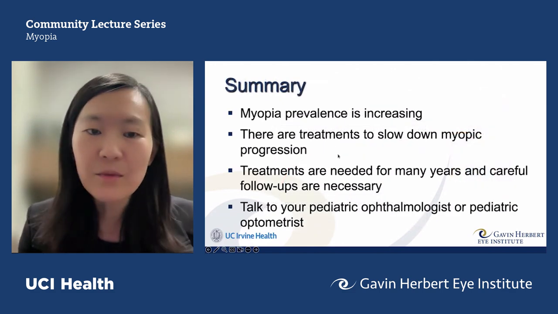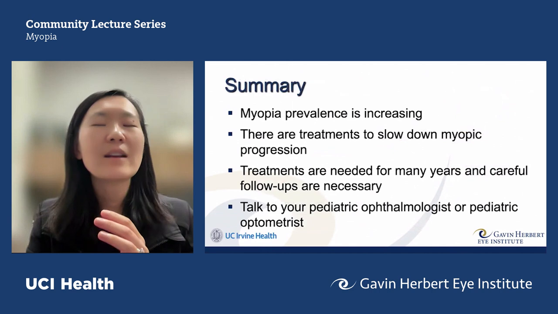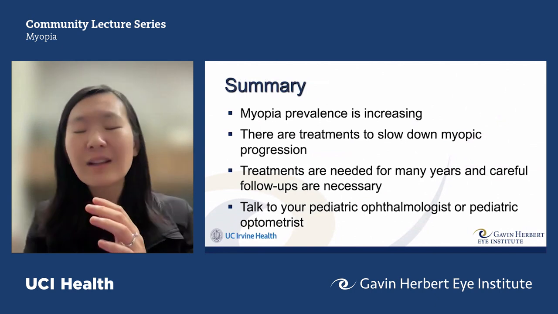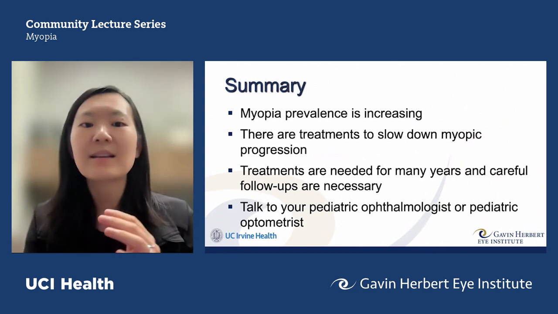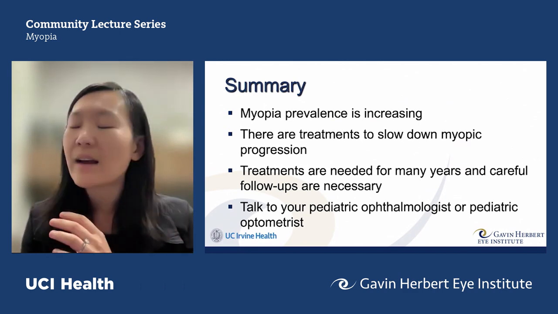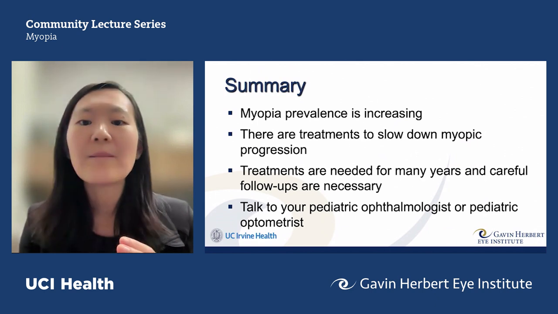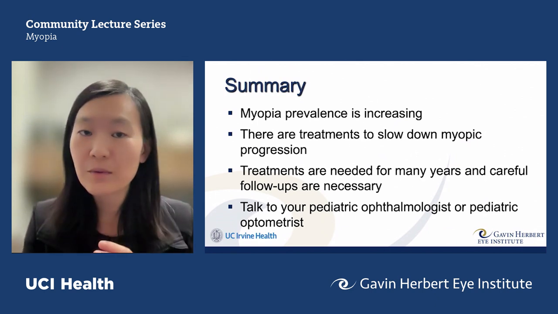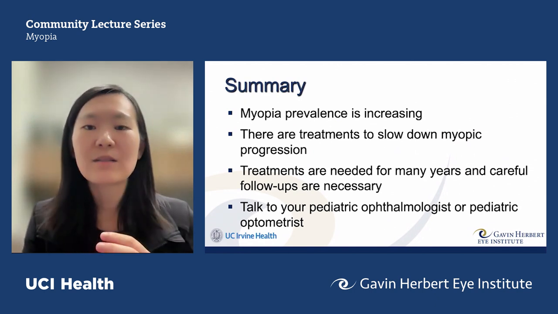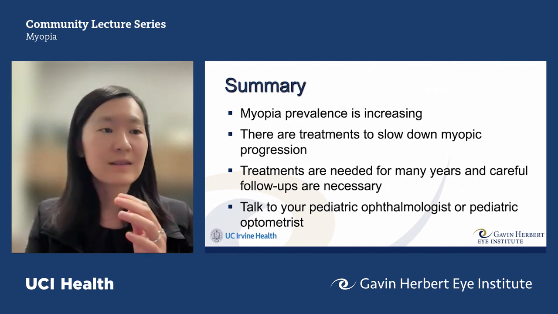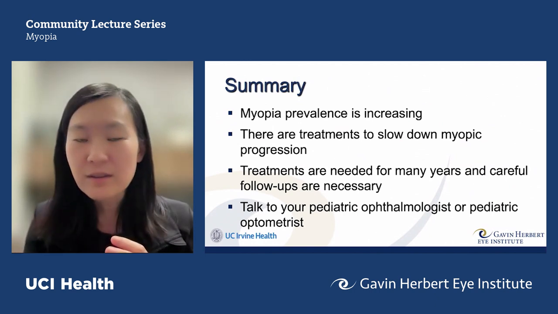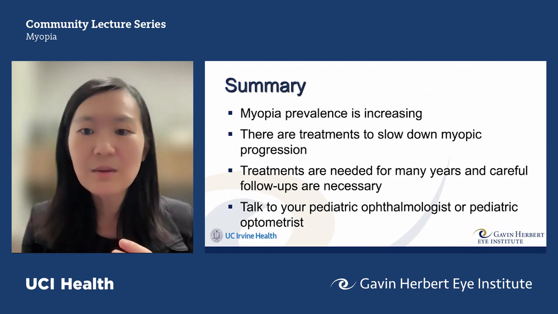Okay. So in summary, I do feel like the COVID-19 pandemic and virtual classrooms and having kids on screens nowadays is increasing the prevalence of myopia in my own population, patients here in Irvine, and definitely nationwide and worldwide. I think there are treatments to slow down myopic progression that are available. However, is the treatment right for everybody? Is this better? Is the eye drop better for you? Or is the contact lens better for you? That is really individualized and personalized, and it depends on what the family wants to do.